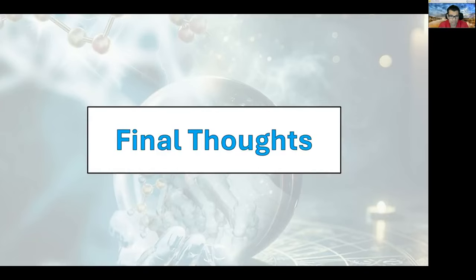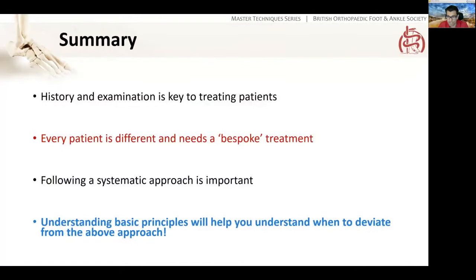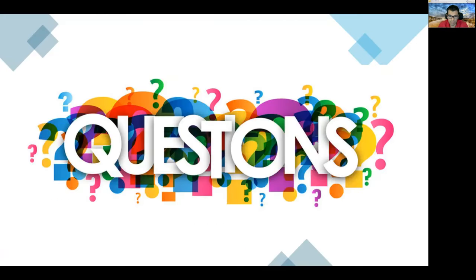So my final thoughts: history and examination, as Heath mentioned, is key to treating patients. Every patient is different and needs a bespoke treatment. But hopefully I've laid out, and Heath's laid out, a systematic approach that you can follow. But I think it's most important to understand the basic principles, because that will help you understand when to deviate from all that we've said. Thank you very much.